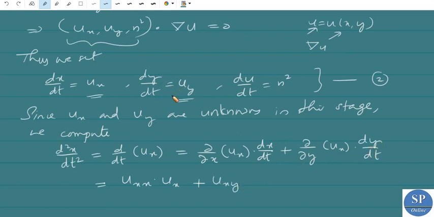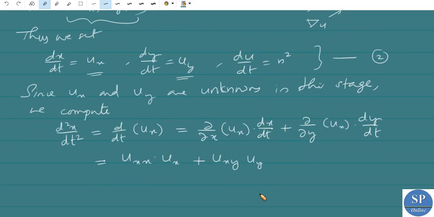dy/dt is, from equation number 2, uy, right? So this can be written as uxx into ux plus uxy into uy. This is from equation number 2, and by using this, the second derivative of x.